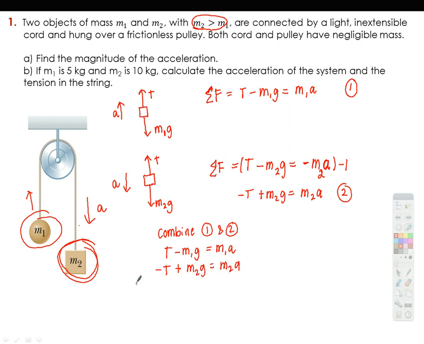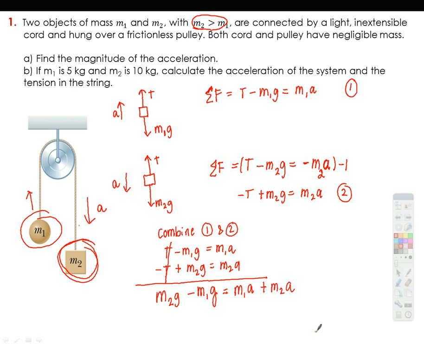Okay, combine them. If you combine them, you will see that this t will cancel because this is positive t and this is negative t, and then there's nothing else that will cancel. So write down what is remaining. So I have m2g, I have m1g minus m1g because it has a negative value, and on the other side I have m1a plus m2a.